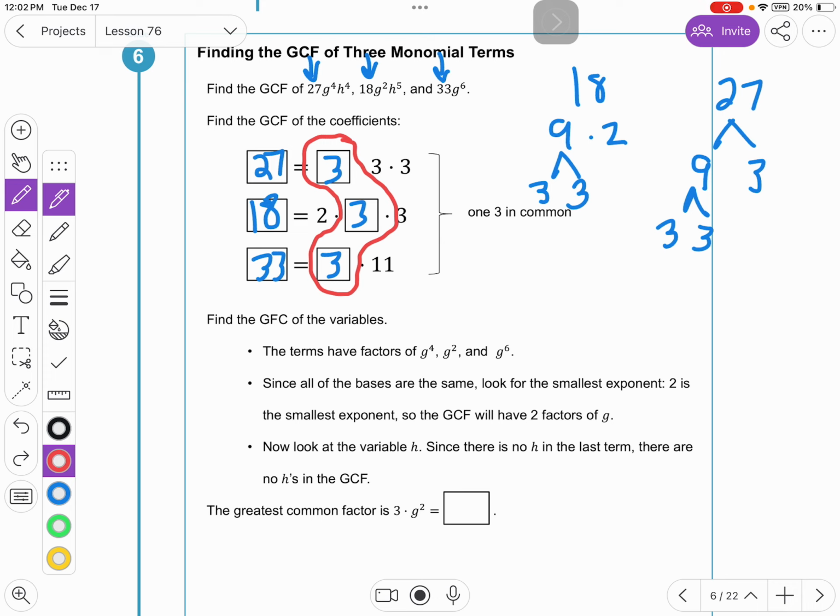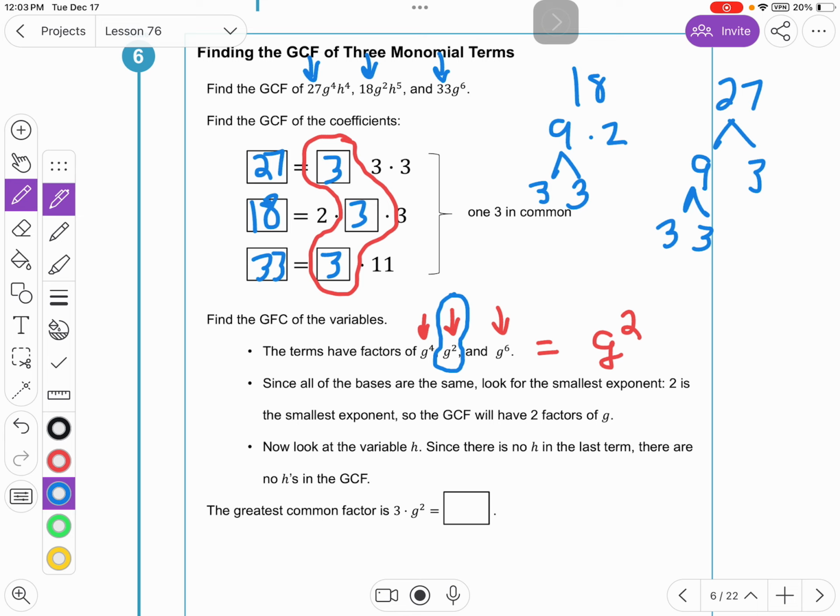And then for g to the fourth, g to the second, and g to the sixth, the greatest common factor would be g to the second. G to the second would be the greatest common factor. And we could do it out like we did before, but the pattern you need to discern at this point is that it's the variable with the lowest power. That's the greatest common factor.